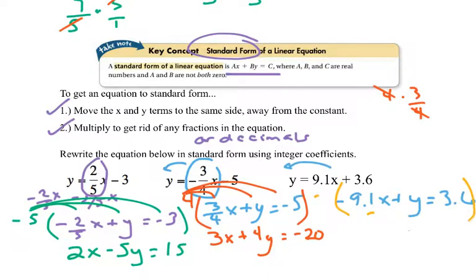Again, I'm going to use a negative 10 to clean up that first term being negative. So negative 10 times negative 9.1 would be 91. Negative 10 times y is negative 10y. And negative 10 times 3.6 would be negative 36. So again, we're cleaning it up so that we don't have any decimals or fractions left.